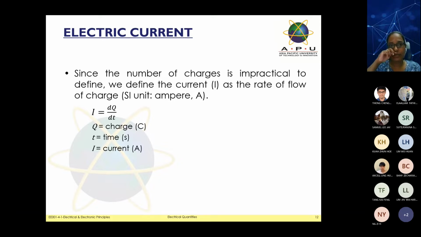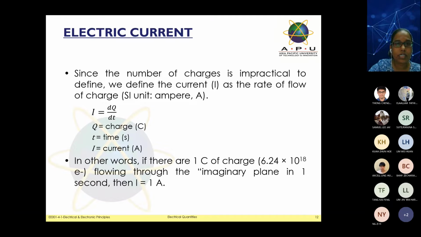Okay, let's have a look at the next part. This is about the unit: how you calculate your current and how you calculate your charge. Just have a look at these slides here. Based on the rate of current flow, or the calculations, we call it the SI unit.